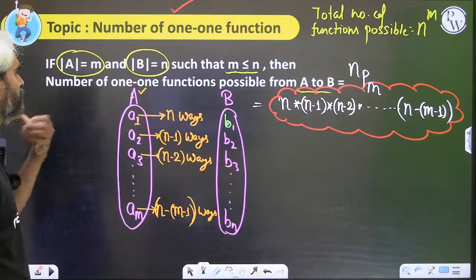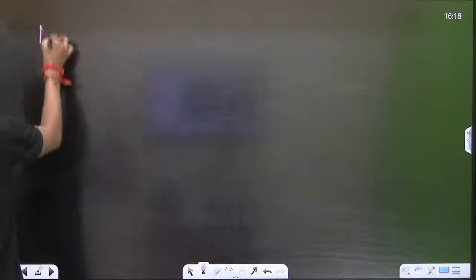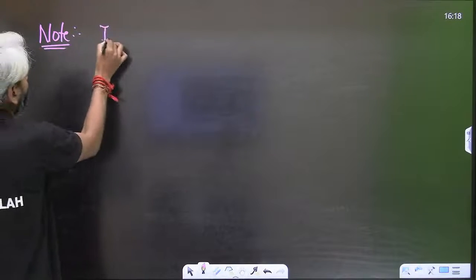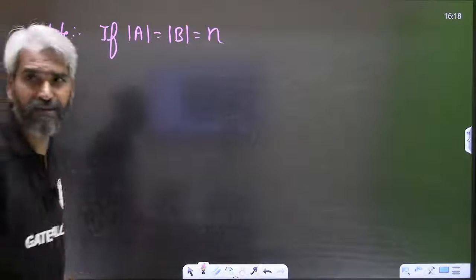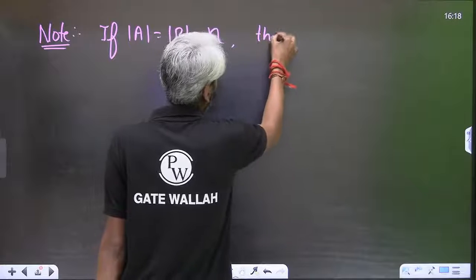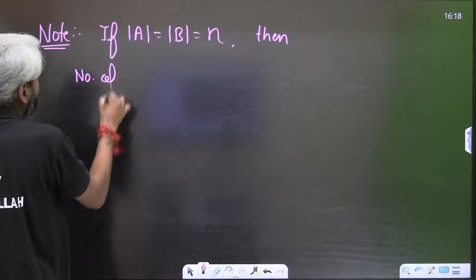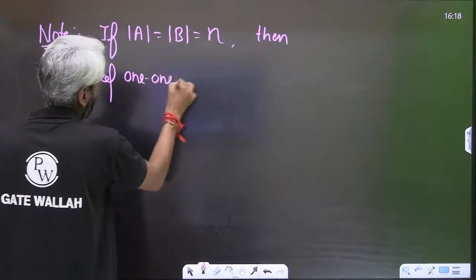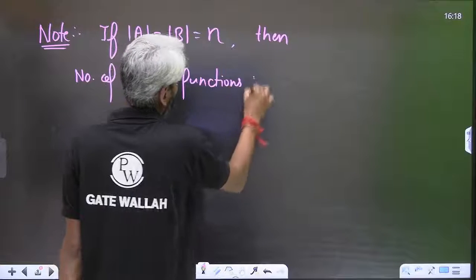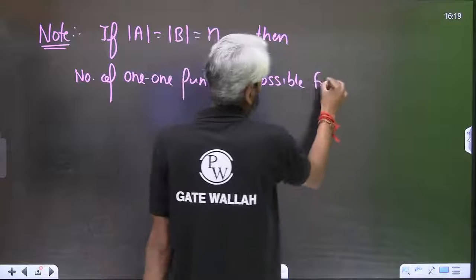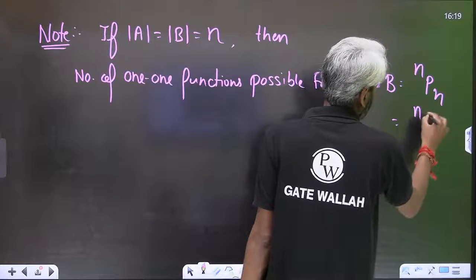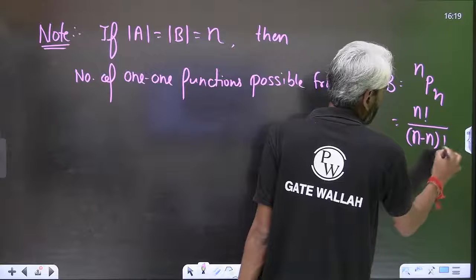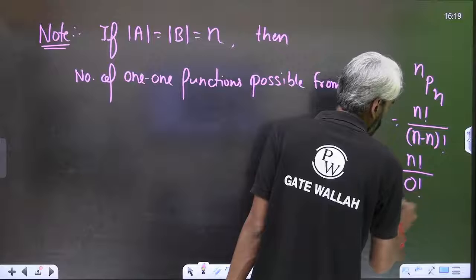Now, let's analyze this. Note: if mod A equals mod B equals n, that is, if the cardinalities of both these sets are the same, then the number of 1-1 functions possible from A to B will be equal to nPn. So what is nPn? It is n factorial divided by (n minus n) factorial. So it is nothing but n factorial divided by 0 factorial, which is n factorial.